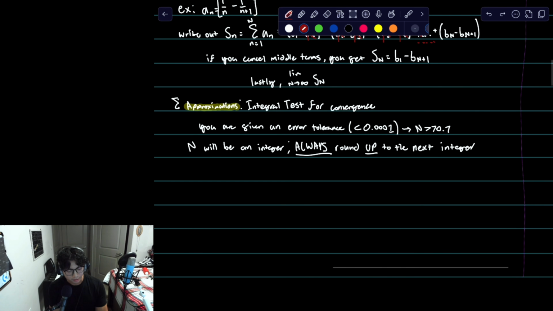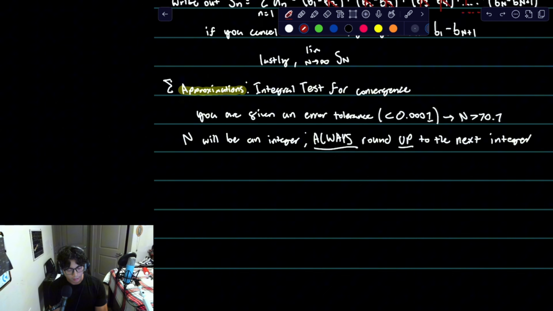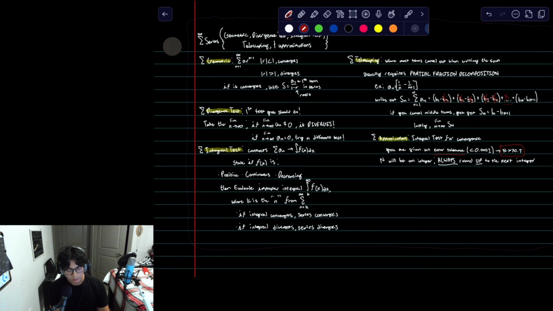And lastly, approximations, where this is typically an integral test for convergence, and you will be given an error tolerance of, for example, less than 0.0001, where the goal is to find how many terms are needed. And all of this will be demonstrated in today's video.